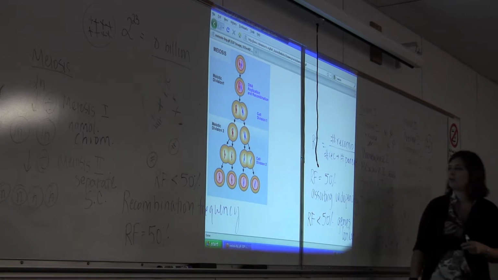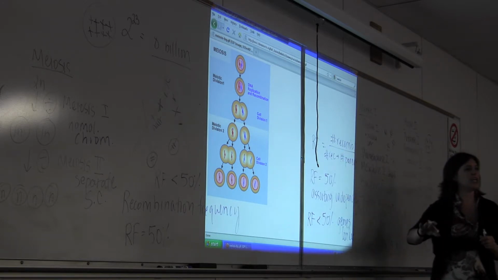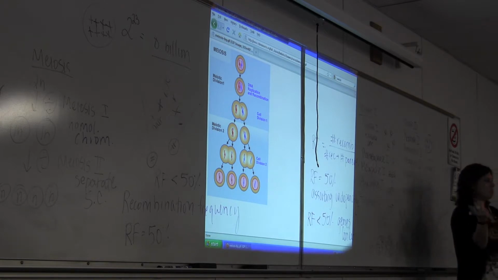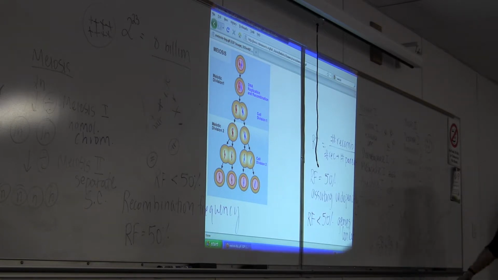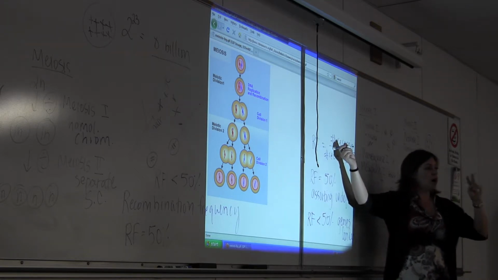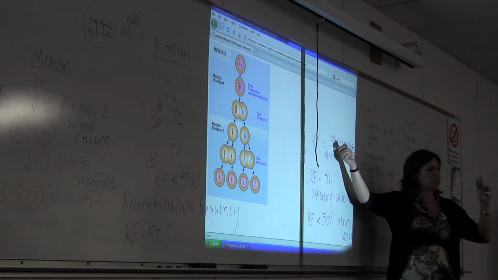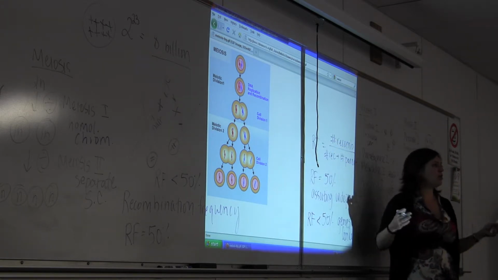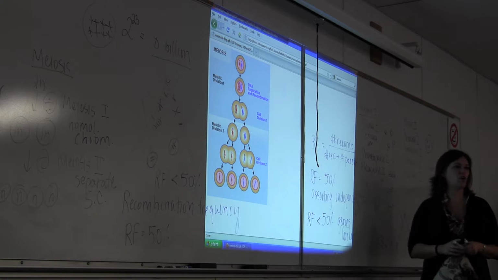And so you can calculate that just by looking at your offspring. After you've made your gametes and those gametes fuse to make offspring, you can look at the genetics of them and determine if they're recombinant, if their DNA has been changed between mom and dad, or if they look just like the parents, meaning no recombination, no crossing over occurred.